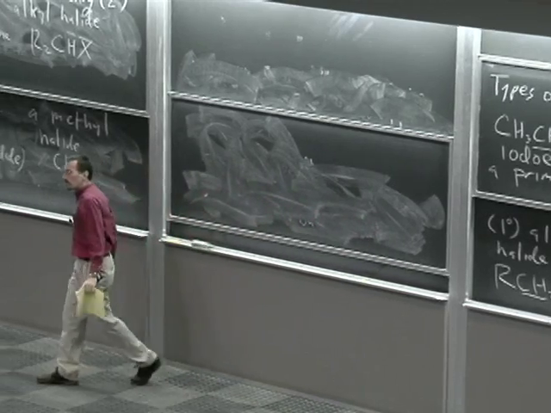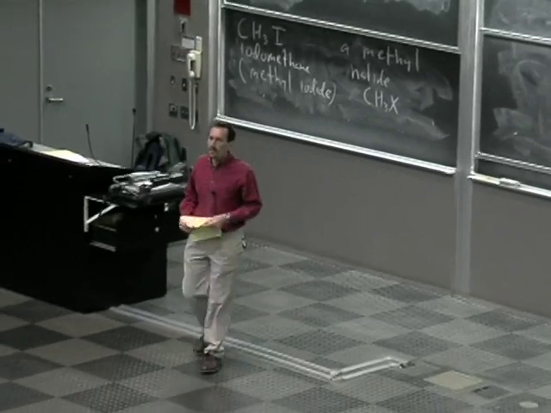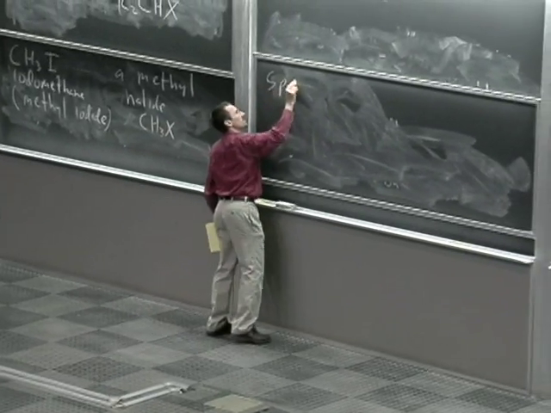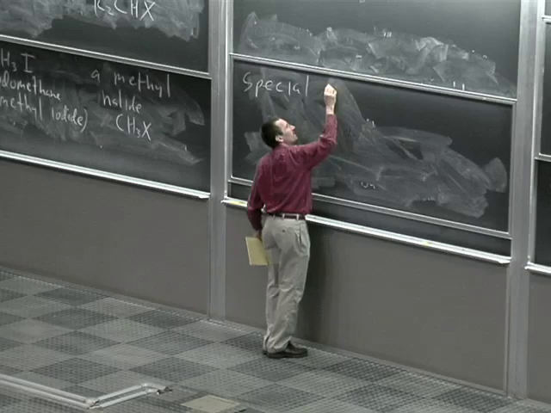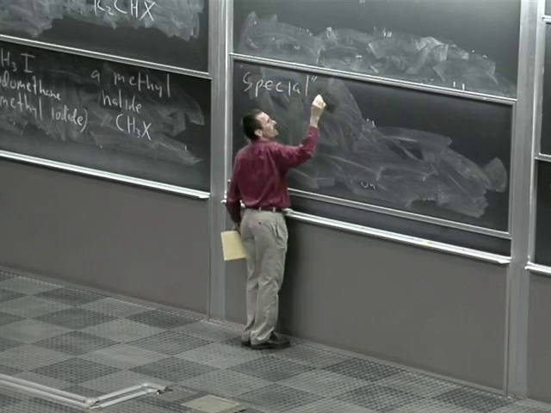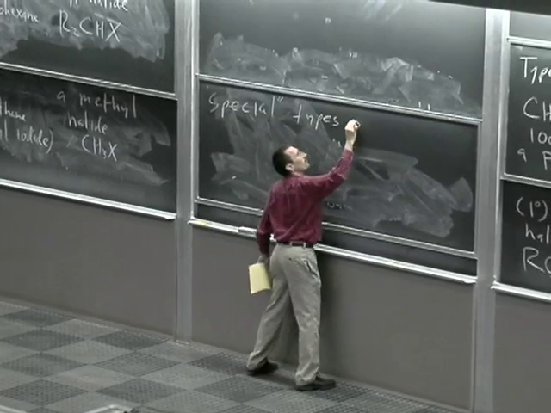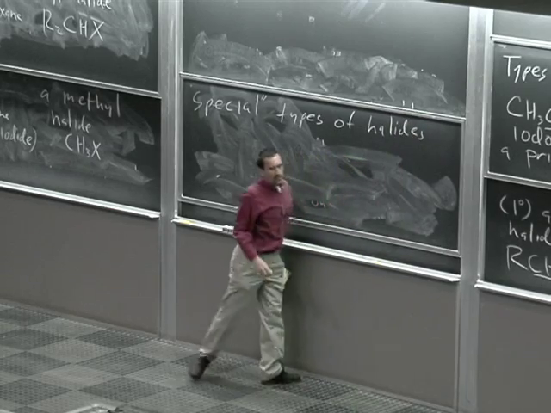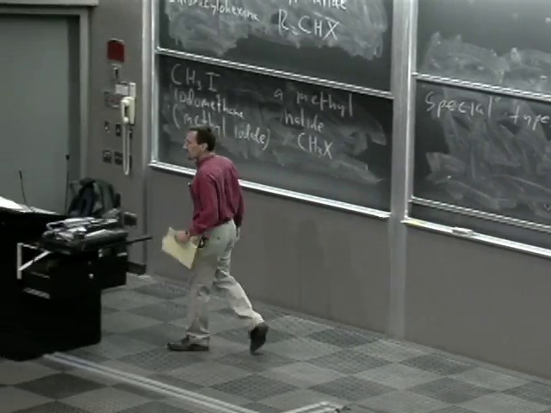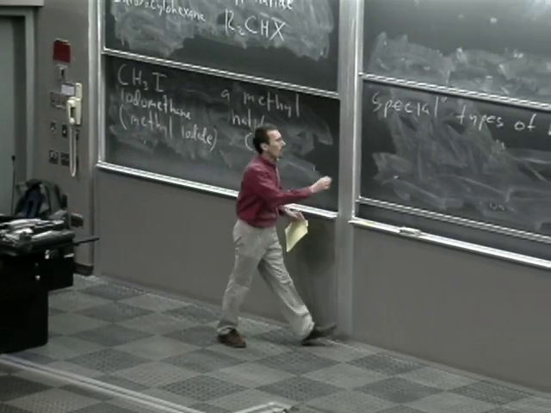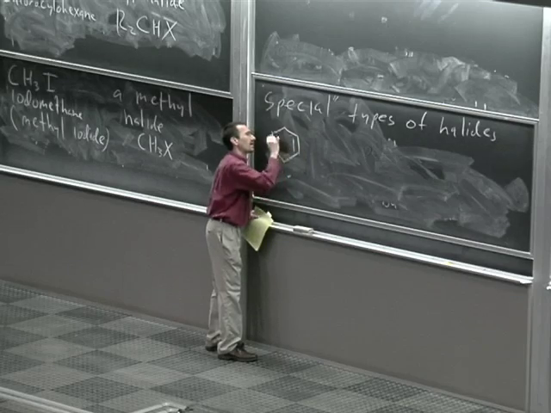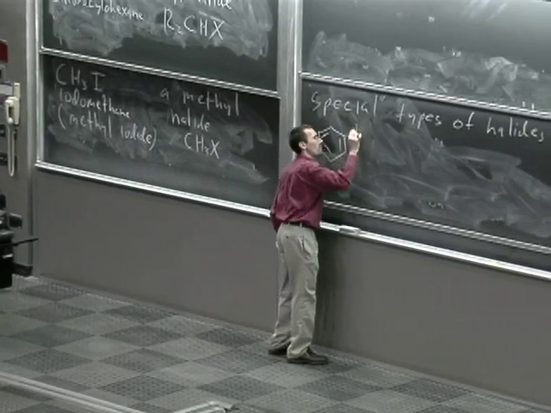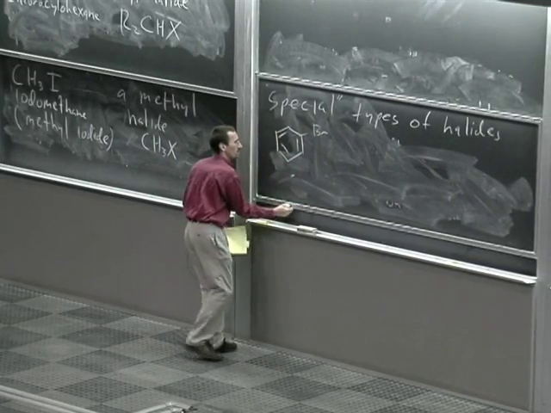All right, what I'd like to do now is to show you a couple of what I'll call special types of halides. And the reason I'm drawing emphasis to this is where students often get confused. So I'll put this in parentheses. Because it's very easy to look at some of these and get mixed up on what's going on. So, let's suppose we have a halogen on a benzene ring. Let's take this with a bromine. This is bromobenzene.